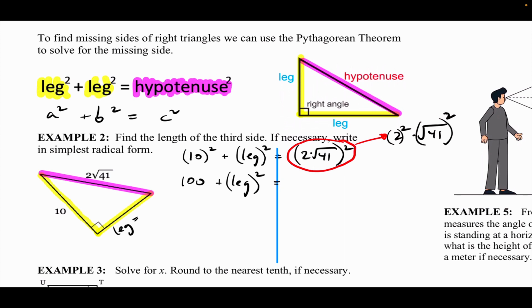Well, 2 times 2 is 4. What happens when I square root? It just goes away. So the square root of 41 squared is just 41. So when you multiply those two, you get 164, if my memory is correct from last period. So that's going to go back here. 164.